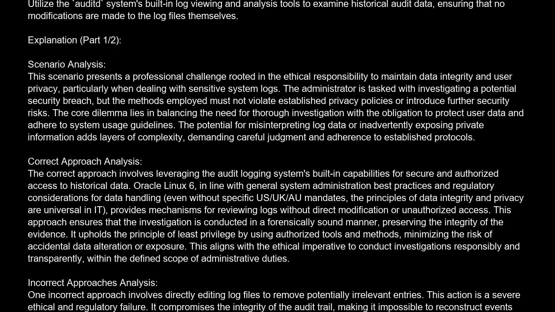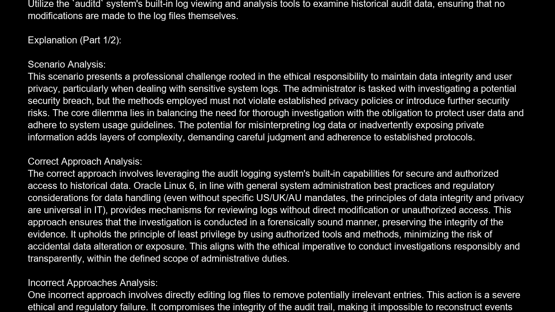The administrator is tasked with investigating a potential security breach, but the methods employed must not violate established privacy policies or introduce further security risks. The core dilemma lies in balancing the need for thorough investigation with the obligation to protect user data and adhere to system usage guidelines. The potential for misinterpreting log data or inadvertently exposing private information adds layers of complexity, demanding careful judgment and adherence to established protocols.